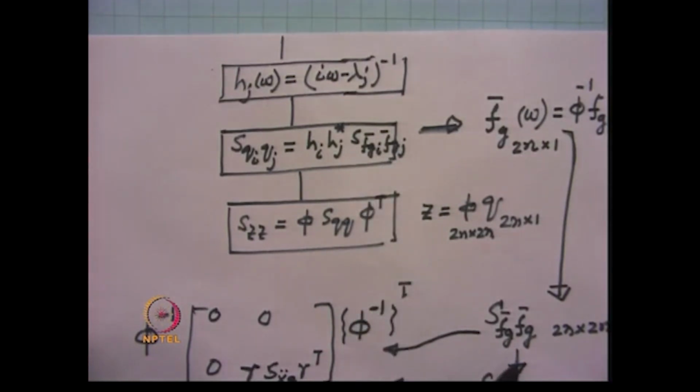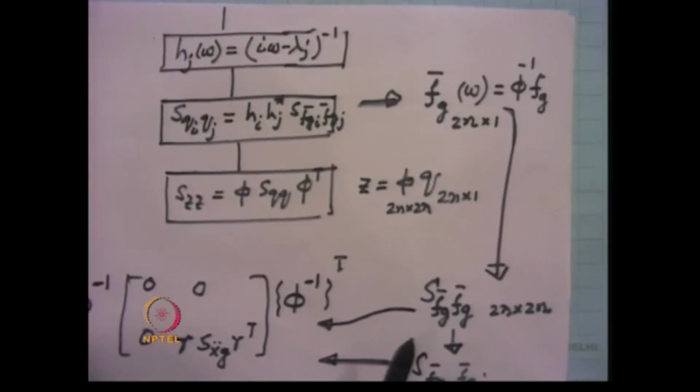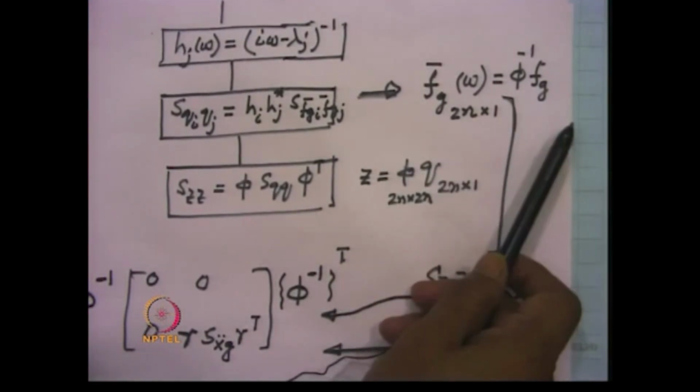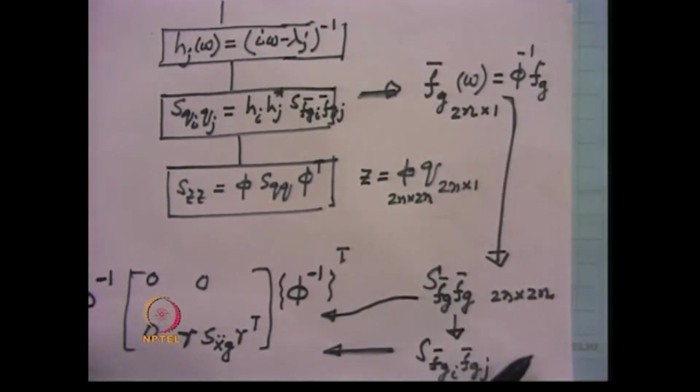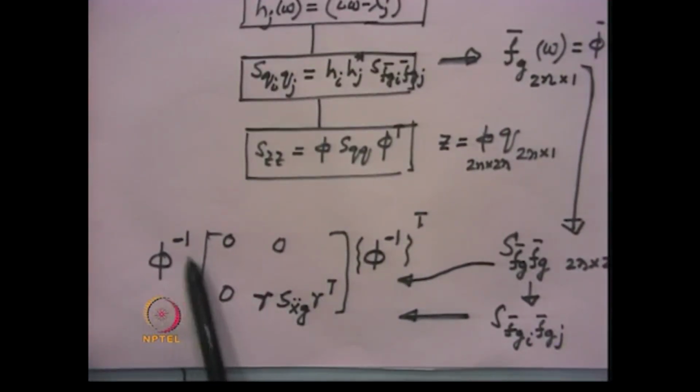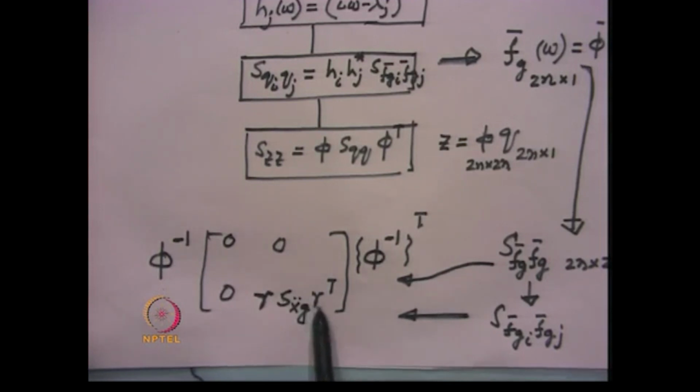Now, this F bar GI and F bar GJ are obtained in this particular fashion. Say F bar G is equal to phi inverse F G, and the S F bar G matrix would be given by phi inverse 0 0 0 R x double dot G R T. How to obtain S x double dot G for a multi support excitation I have described before, in which you have the cross correlation function terms rho 1, rho 2, etc.